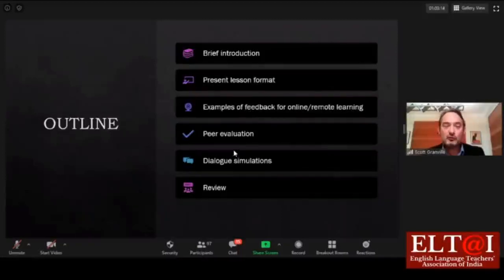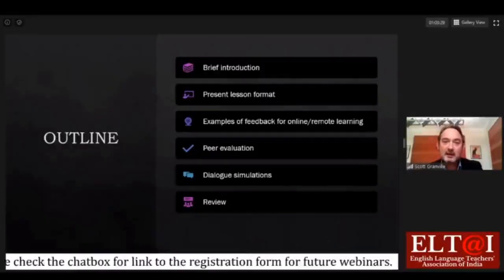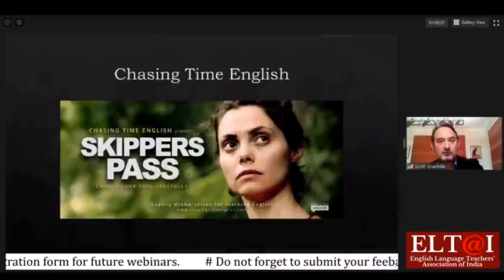What I'd really like to do is present a lesson format as an example and then look at how feedback can be used in online and remote situations. I'm going to touch really briefly on peer evaluation and look at dialogue simulations and how they can be used effectively with students. And if we have time, we'll review quickly. So we'll just move on.